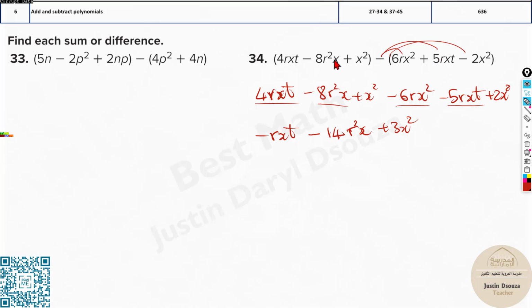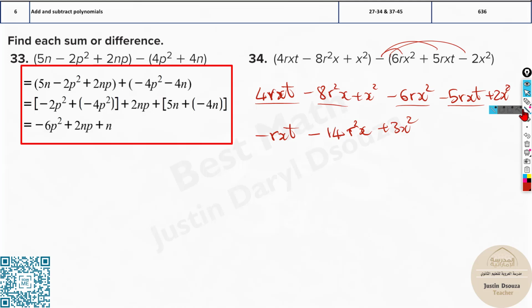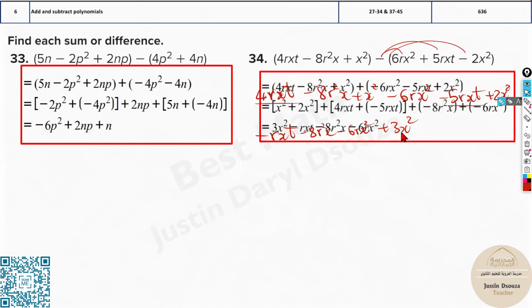Just check this. Oh, look at this. What a mistake I have done. This is r square x and this is rx square. They're not the same. I cannot write r square x minus 6rx squared. Be careful with the variables. Okay. So that is the correct answer.